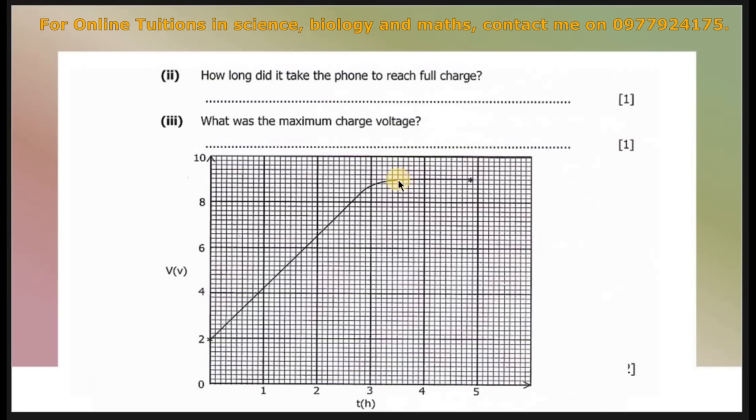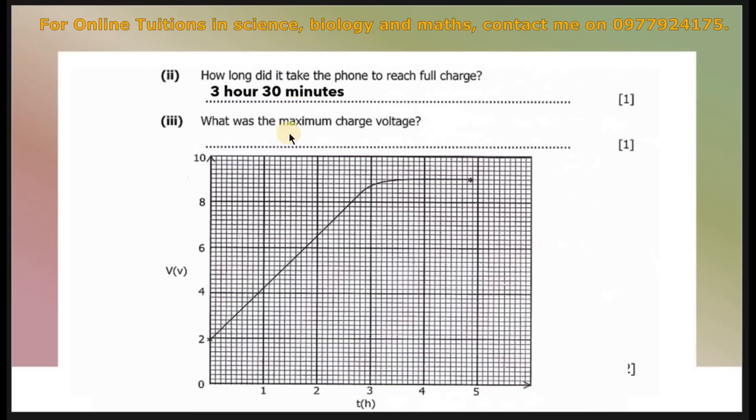So how long did it take? When you check, this is the line where it started going flat. This line is in the middle. So this is 0, 1 hour, 2 hours, 3 hours. This line in the middle here, if this is 4 hours, then from 3 hours to 4, there are 60 minutes. Now you are in the middle, so you are at 3 hours 30 minutes. So how long did it take? 3 hours, 30 minutes.